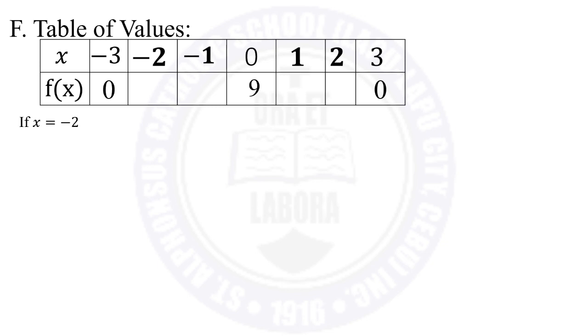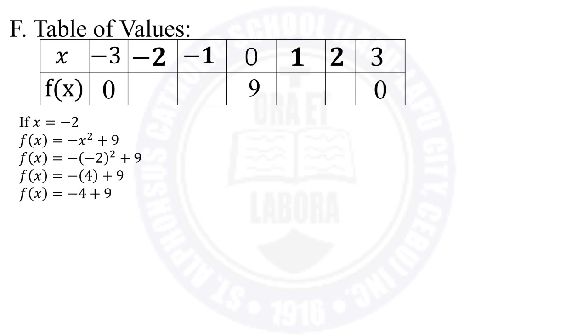So if x is negative 3, if x is negative 2, y equals negative x squared plus 9, y equals negative 2 squared plus 9, y equals negative times positive 4 plus 9, so it will become y equals positive 5. And since negative 2 and 2 are symmetrical, meaning they have the same value, we will put 5 also here.